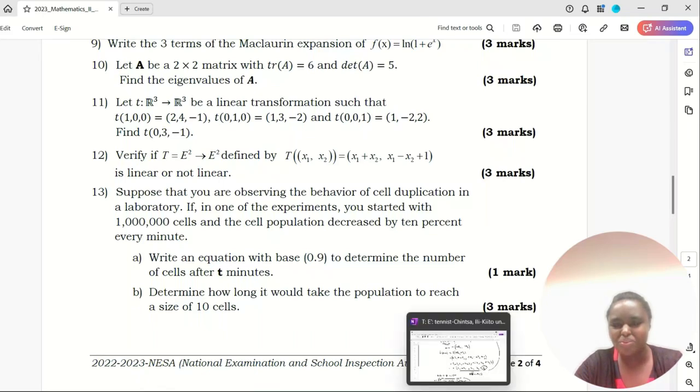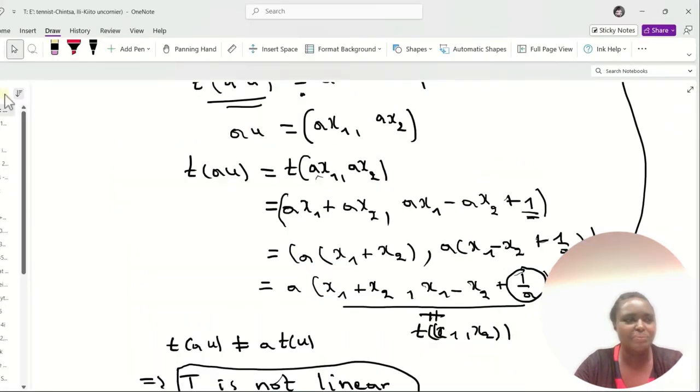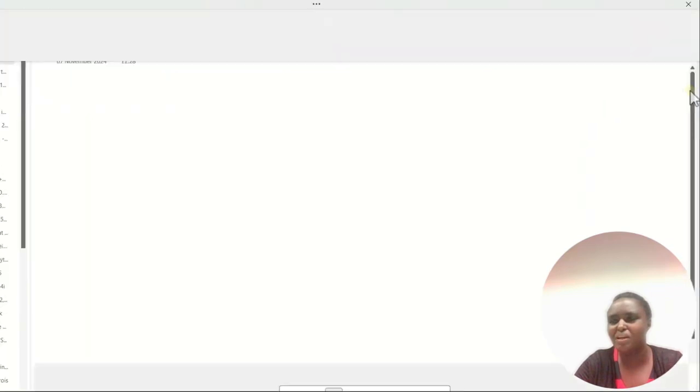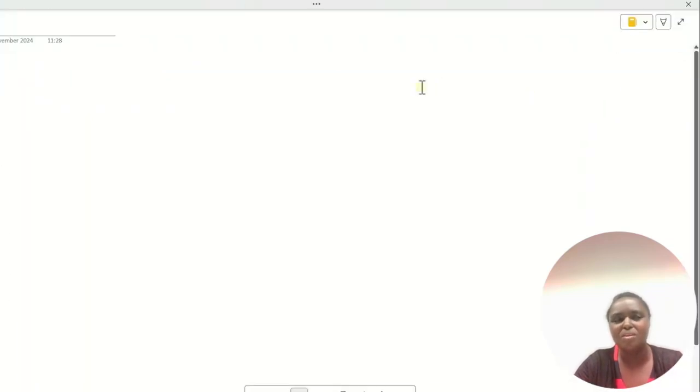Okay. So we are in a laboratory. You scientists are in a laboratory and you are observing how cells will duplicate. And you start with 1 million cells.